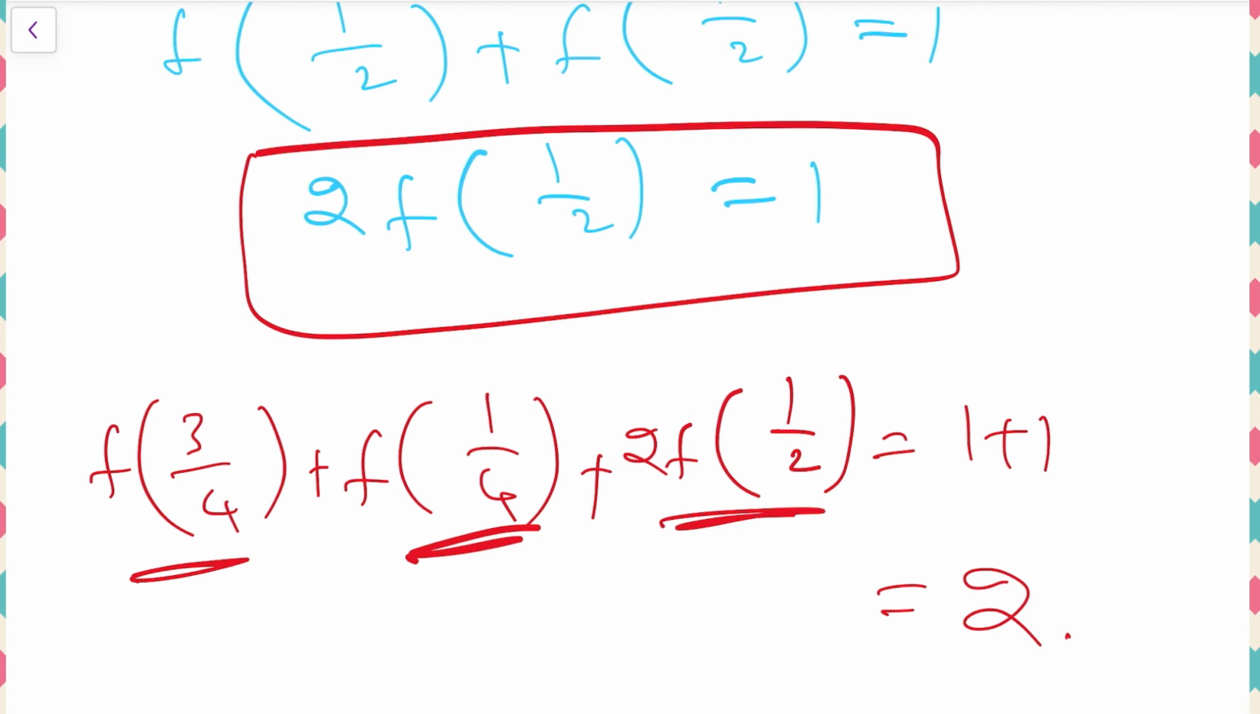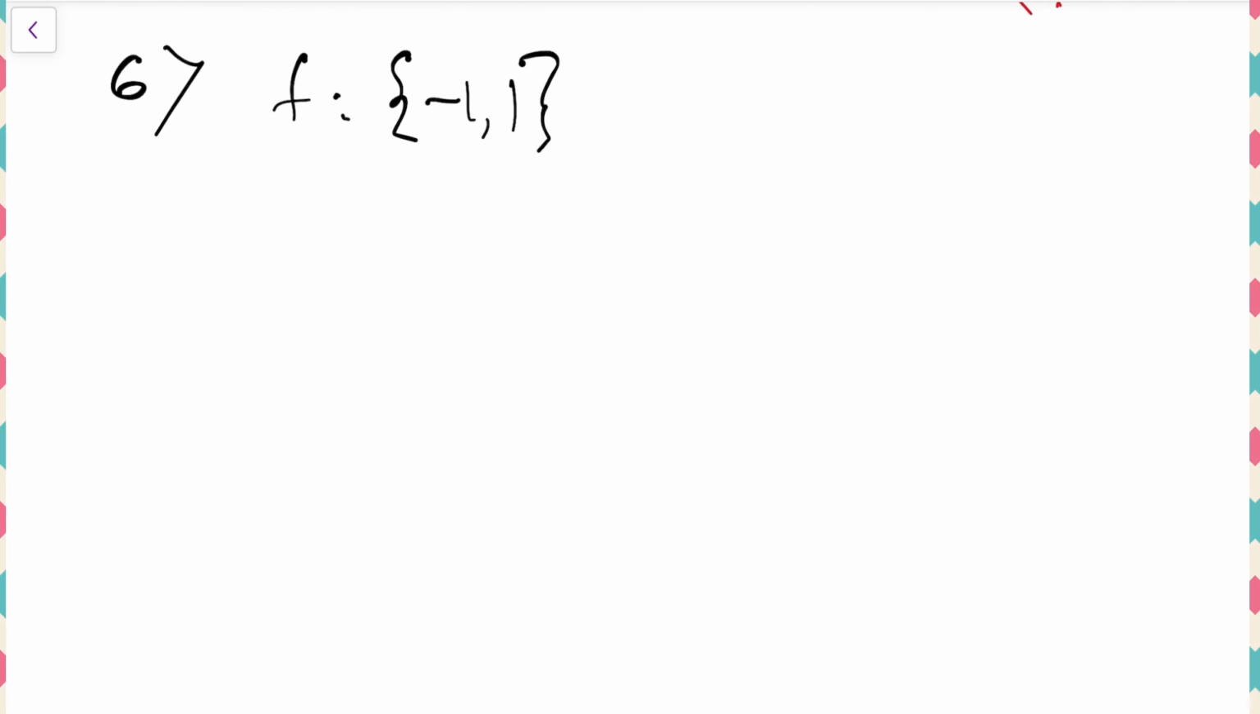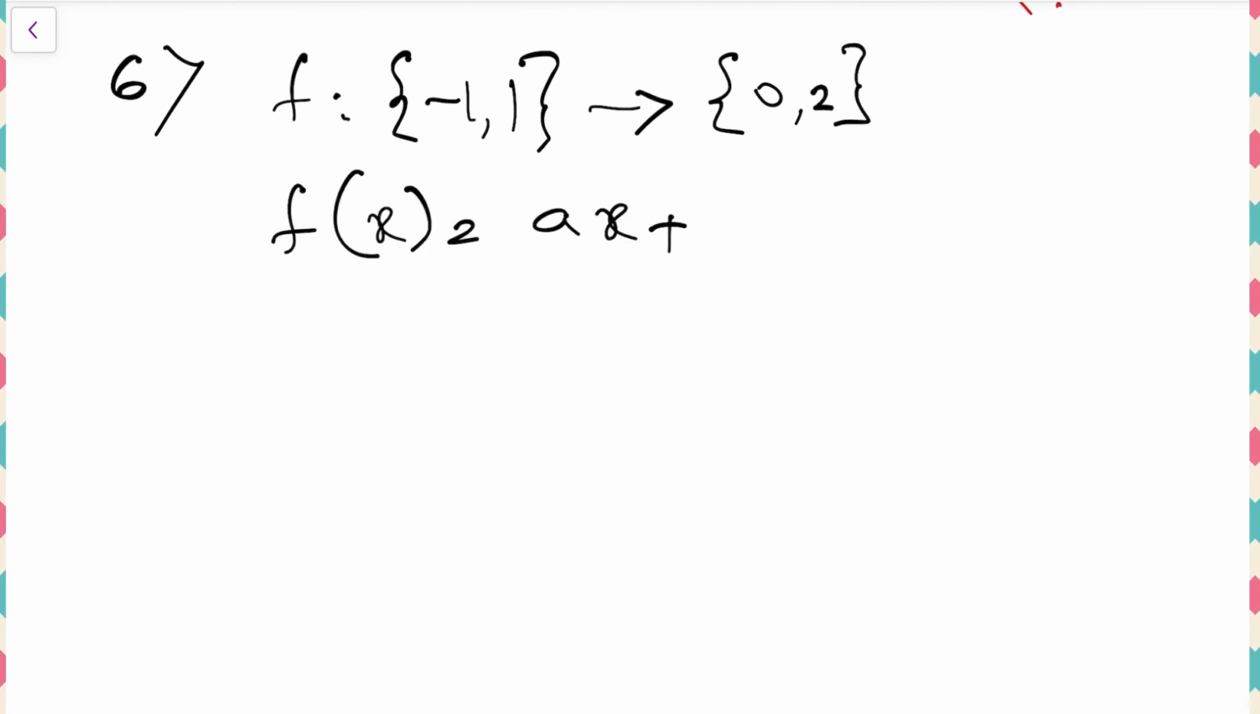Next, let us move to bit number 6. The sixth one is very easy. f is a function from minus 1 comma 1 to 0 comma 2, and this function is defined as f of x is equal to ax plus b, and it is a surjection. Then find the values of a as well as b.